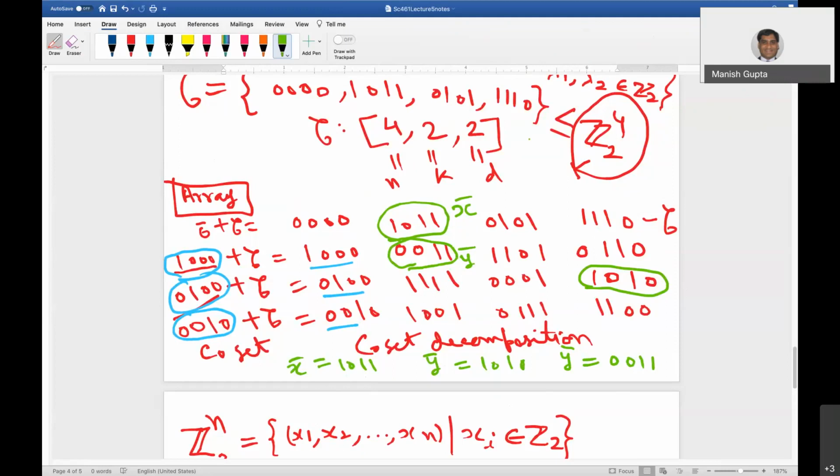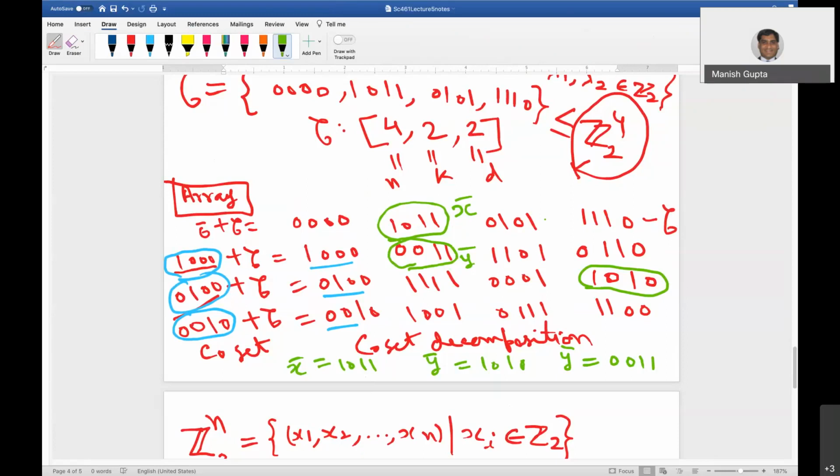In general, if distance is 3, we will be able to correct a single error from this. So how do we do that? X is sent from C. This is our C. X is sent, Y is received. So Y will be in one of the cosets. Look at which coset it is, and then subtract the coset leader of that coset from Y, and you will get the X. This is how we decode all the time.